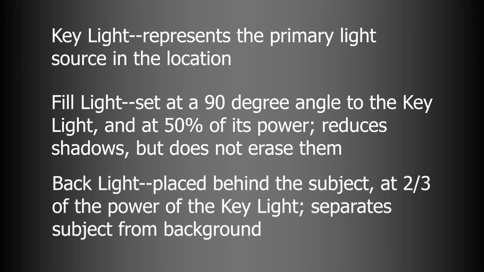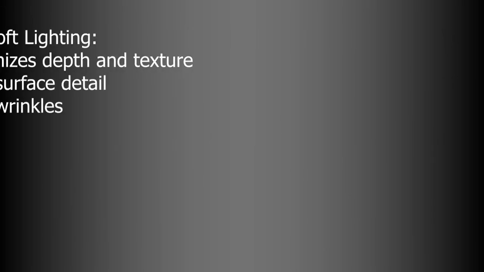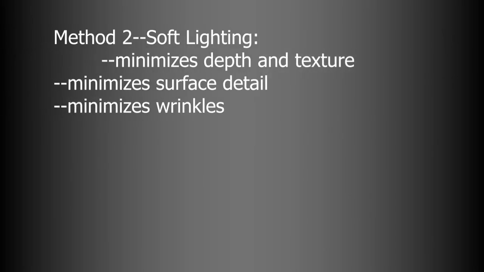So the second method I want to look at is what we call soft lighting. Now soft lighting is where we do want to erase shadows. The whole purpose of soft lighting is to create minimal depth and texture, minimal surface detail, and minimal wrinkles.